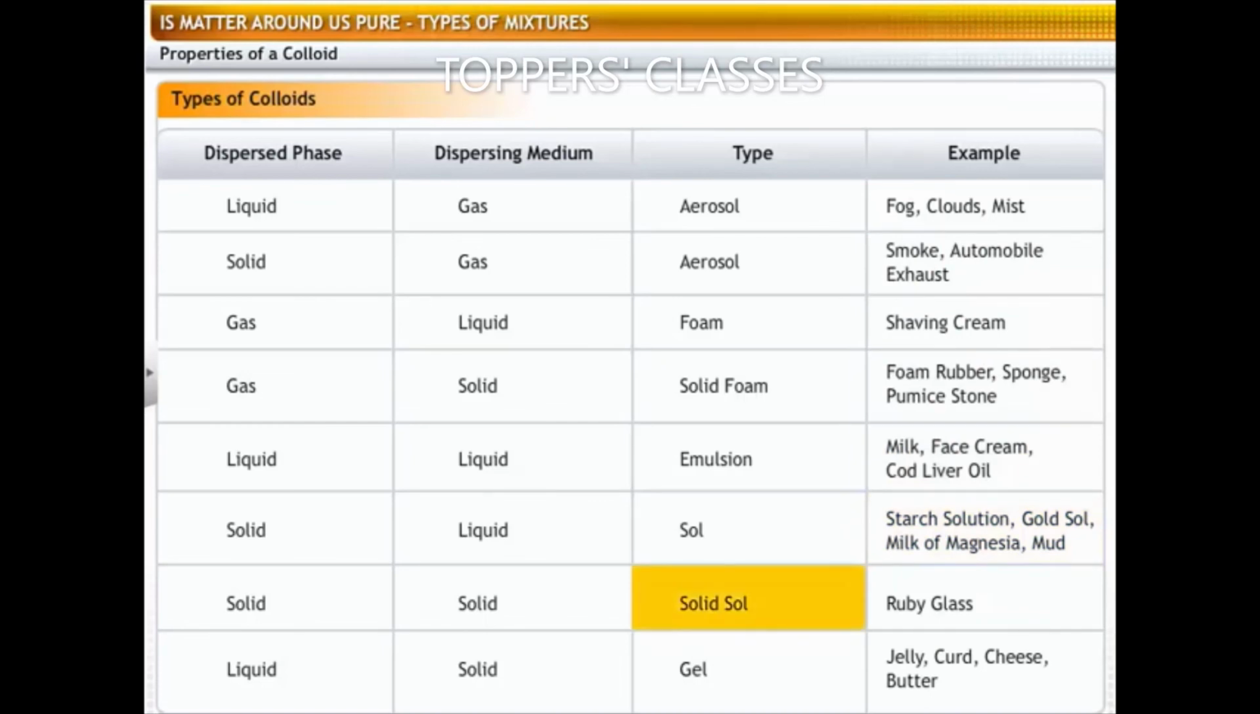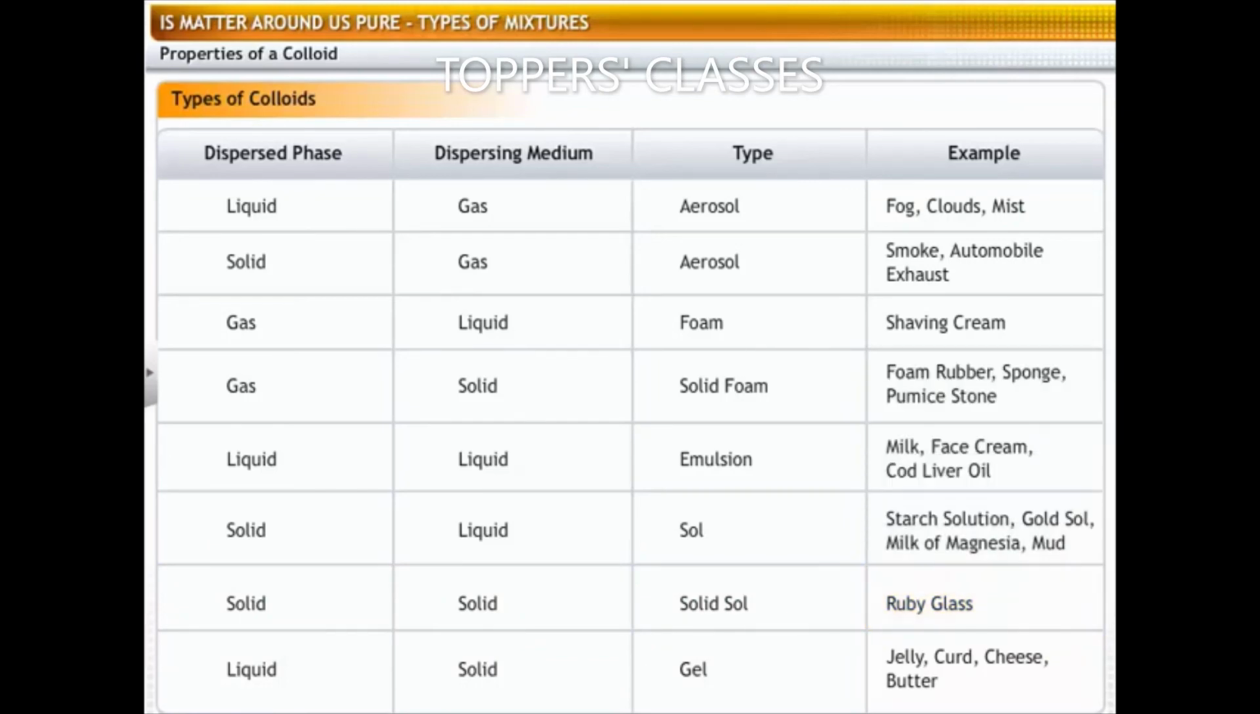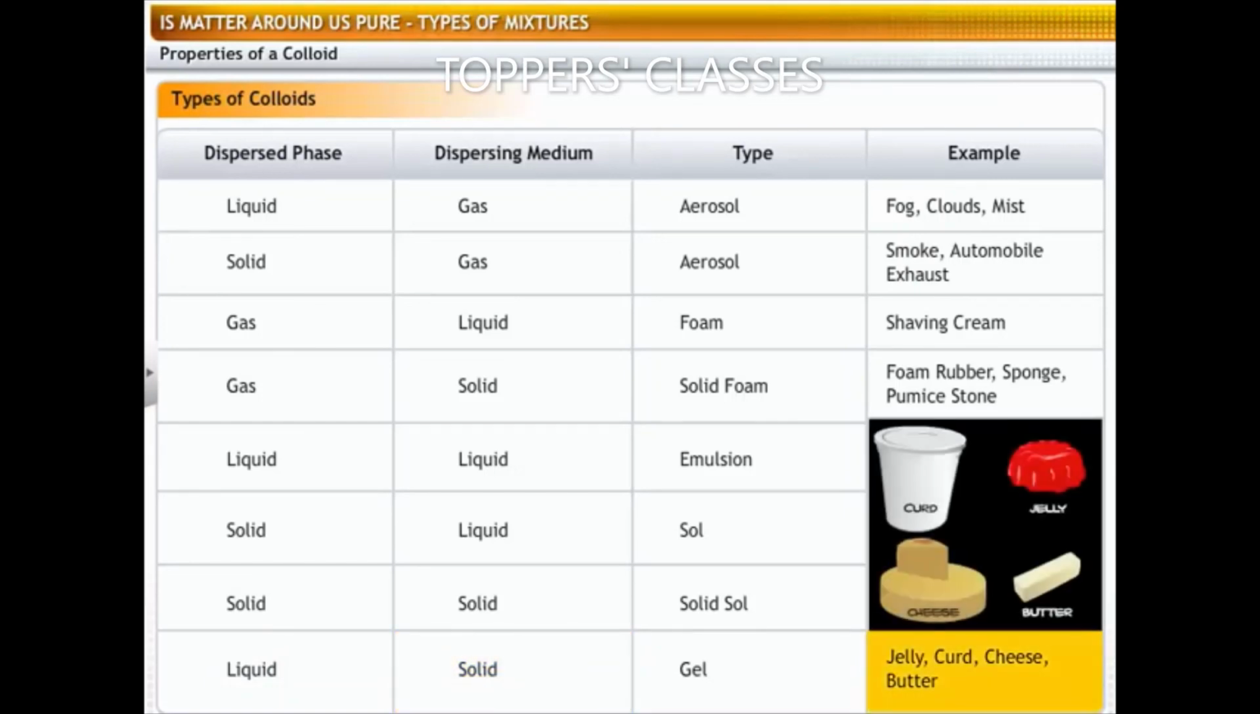A solid sol is a colloid in which both the dispersed phase and the dispersing medium are solids. Ruby glass is a solid sol in which gold is dispersed in glass. A gel is a colloidal system that contains a liquid as the dispersed phase and a solid as the dispersing medium. Jelly is a colloid of water dispersed in gelatin. Curd, cheese, and butter are all gels.